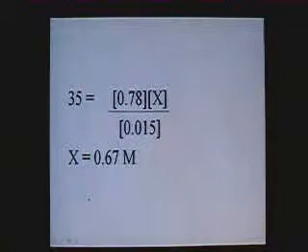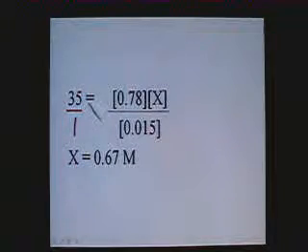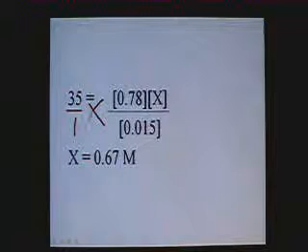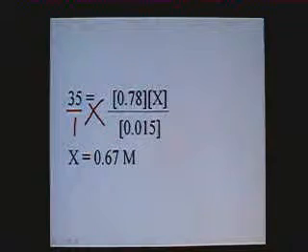So the math will look like this. Once again, you can place the 35 over 1, and we can cross multiply, and you should be able to end up with the final concentration of the Cl2.